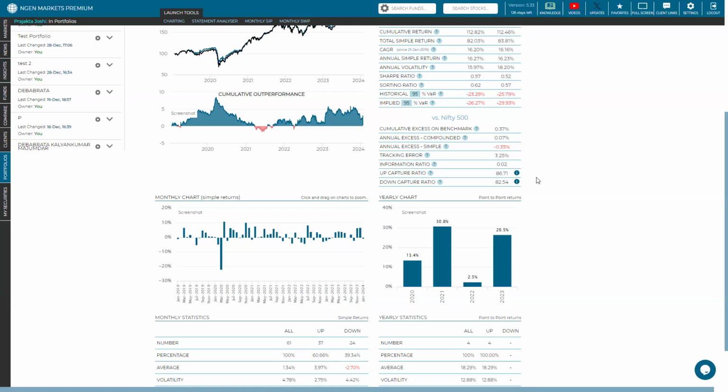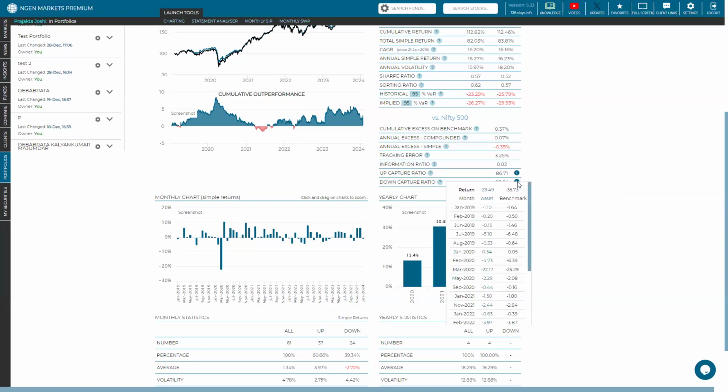Exactly converse is the logic of down capture ratio. When we come to down capture ratio, it tells you how much resilience your portfolio has when the benchmark falls or when the benchmark is in a volatile period. So you simply click on this button, and you see all of those months. Now only those months will be captured when the benchmark has given a negative return, irrespective of whether the portfolio gave a positive or negative return.